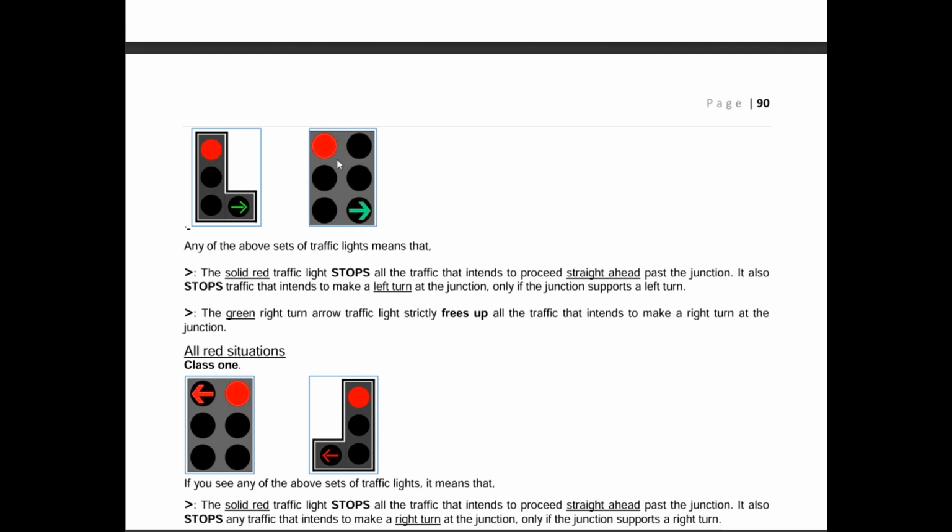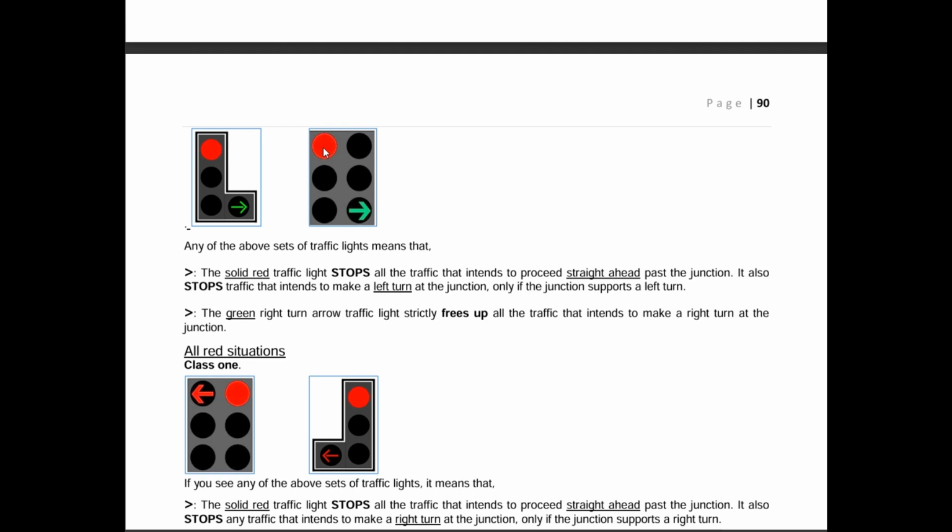The same case applies for motorists that may find themselves at a junction that supports a left turn but does not have an independent left turn arrow traffic light installed. So if you're turning left at the junction, you should not proceed as well because your traffic light is red. Because you do not have an independent left turn traffic light, you also abide by the same traffic light as the motorists that are proceeding straight ahead.